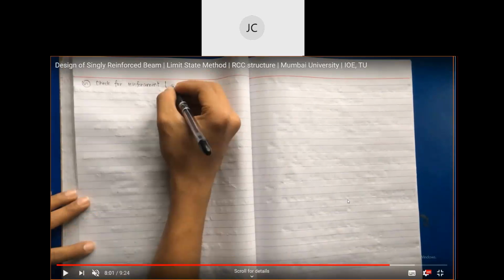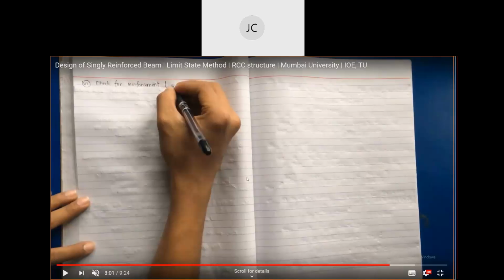Next, after finding the area of steel, we have to check whether we have provided the minimum amount of reinforcement or not. Your provided reinforcement must be more than the minimum amount of reinforcement and less than the maximum amount of reinforcement. Let us see how to check it.